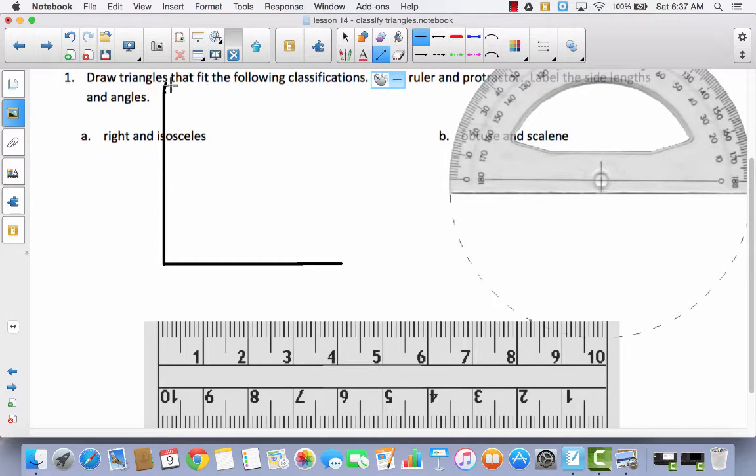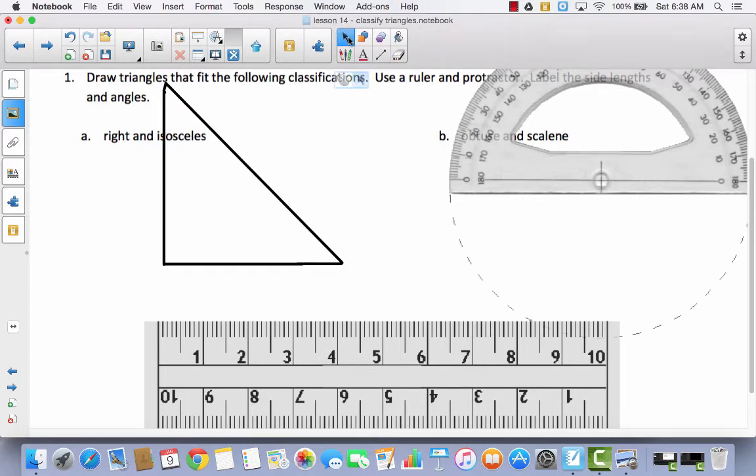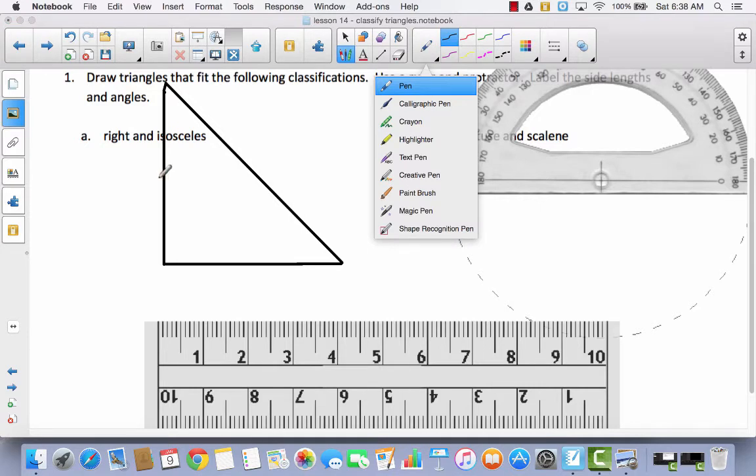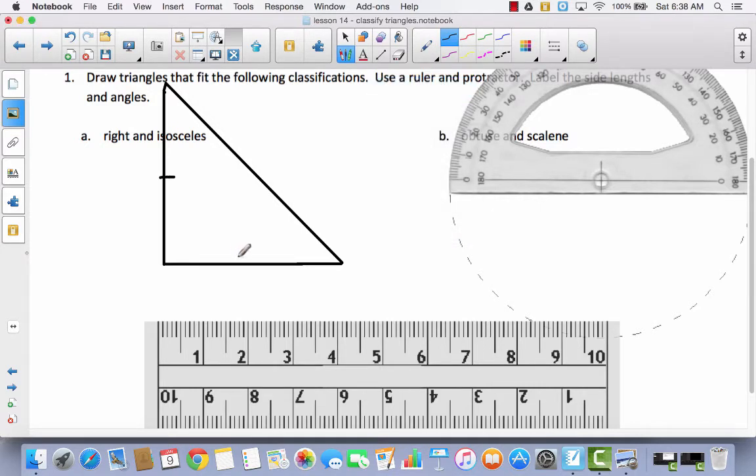Now all I have to do is connect these two, and I should have an isosceles right triangle. Okay, so I'm going to go ahead and label this. So remember what you do if you have two sides that are the same length. You take and put a tick mark on the two sides that are the same length. So this side is the same as this side.